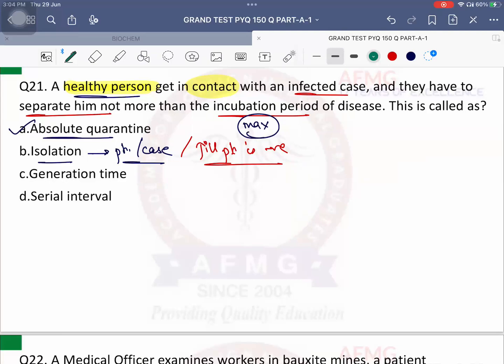If you are separating the patient or a case, answer is isolation. Quarantine is done for maximum incubation period of a disease, whereas isolation is done until the patient is negative. No problem? What is generation time?